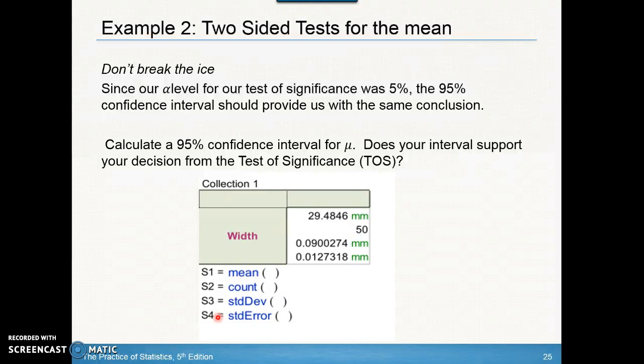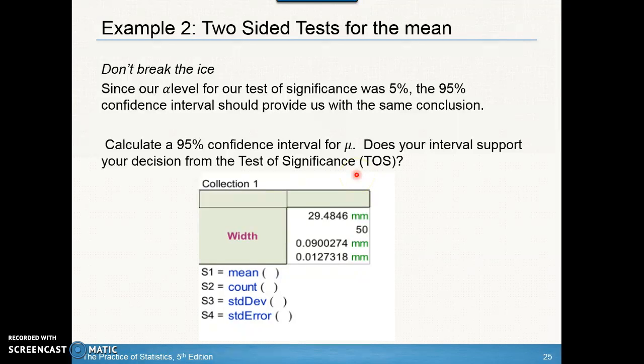All right, so let's just take a look at the same break the ice game and see what it looks like if we do it with a confidence interval. So since our alpha level is 5%, the corresponding confidence interval is 95%. So we're going to calculate a 95% confidence interval. Does your interval support your decision from the test of significance?